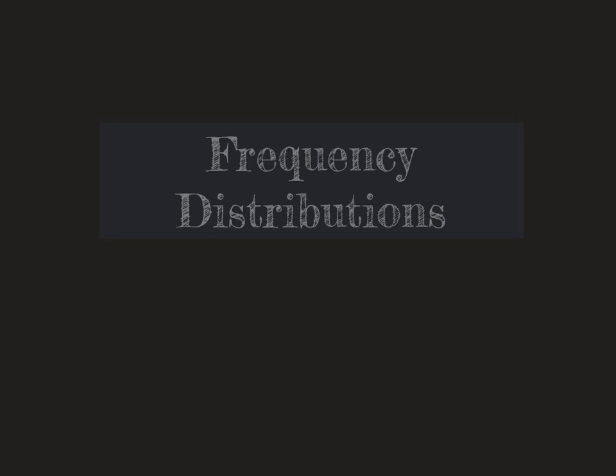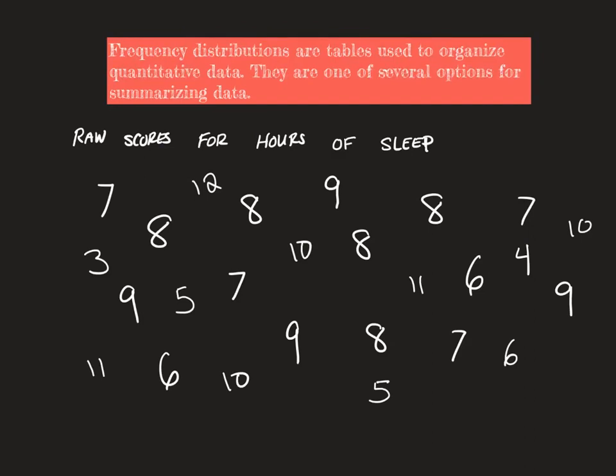Going to look at frequency distributions, how to make them, and how to read them. Frequency distributions are tables used to organize quantitative data. You see quite a bit of raw data shown here. These are raw scores for hours of sleep for an imaginary data set. The frequency distribution is just one of several options you have for summarizing your data.